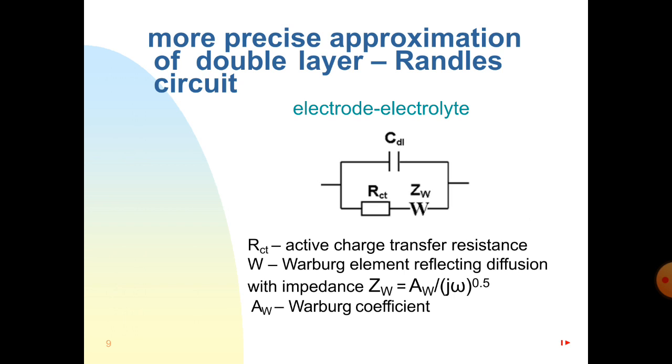So this slide shows a more precise approximation of the double layer. This is also the electrode electrolyte interface. That is, we need an interface between the body and the electrode or transducer. So Rct means the active charge transfer resistance, and W means an element reflecting diffusion with the impedance Zw, which is equal to (jw)^-0.5 times Aw. Aw is the Warburg coefficient.